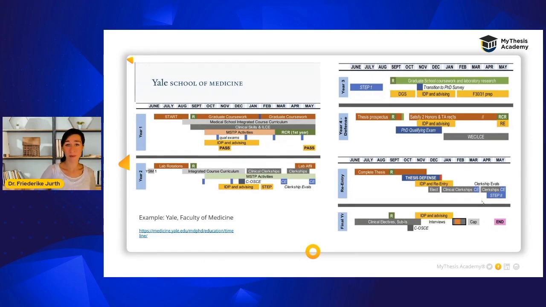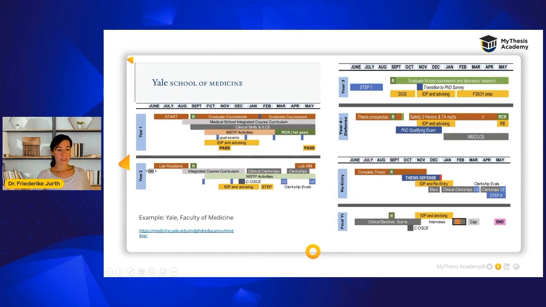As the last example for a thesis timeline of a PhD, I took the example of Yale, of the Faculty of Medicine. As you see, they provided the overview a little bit differently. They put it in a timeline, and you can see here the 1st and the 2nd year, and then the 3rd, 4th year, and the additional year. So the final year, and like the re-entry.